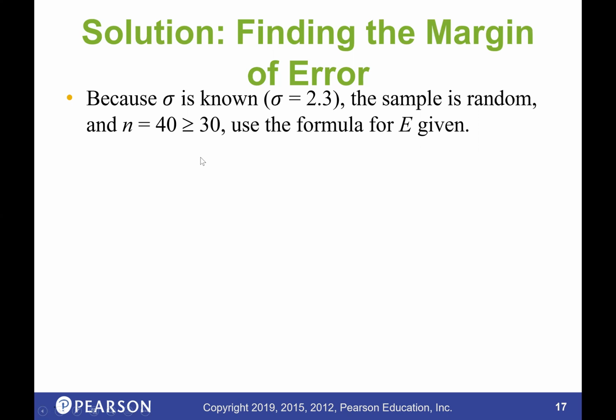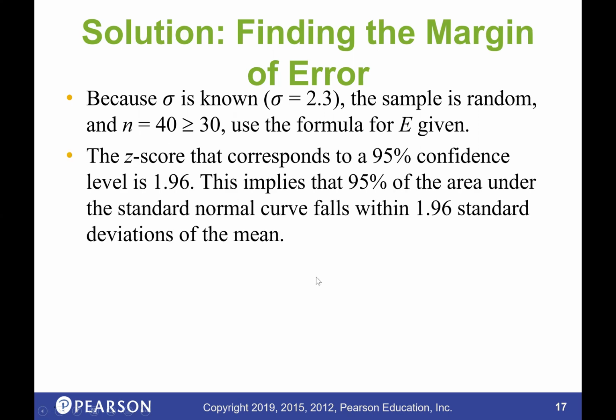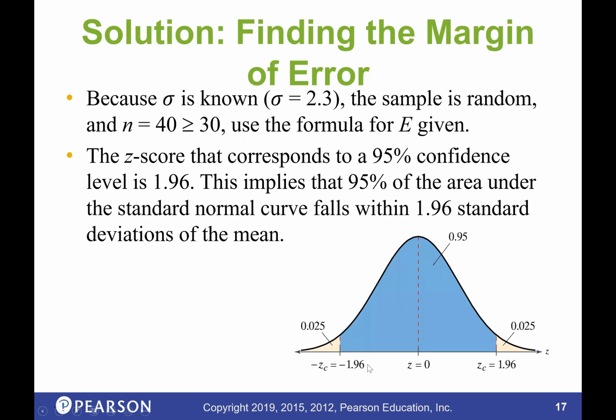Okay, so what are we trying to find? We're trying to find something that looks like this. The z-score that corresponds to 95%, we already calculated it. It's a negative 1.96 and a positive 1.96, right? That gives us 95% confidence throughout the value itself. That's cool. There's the graphic for it.